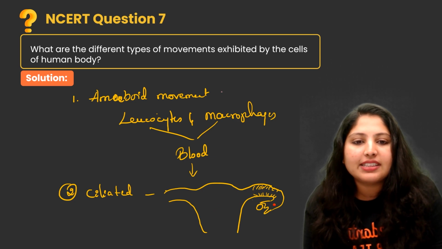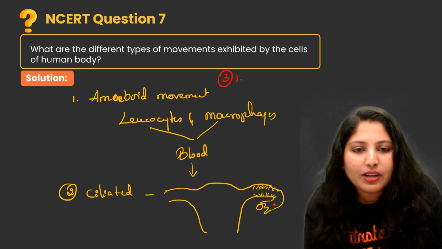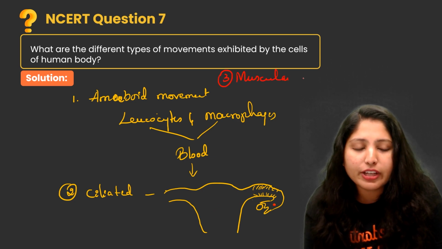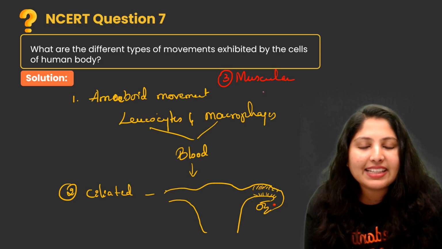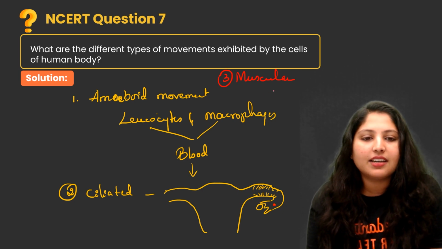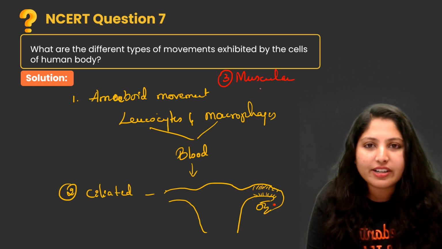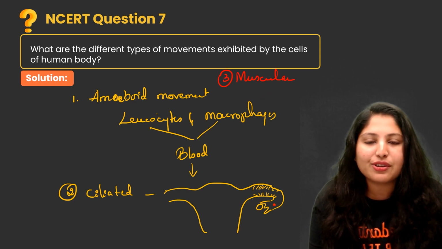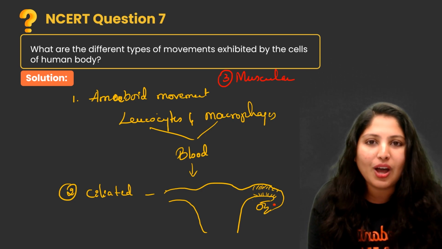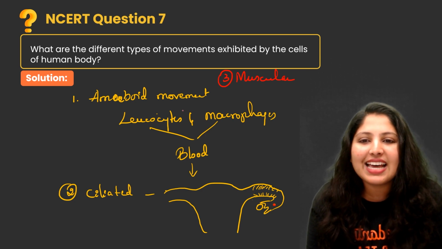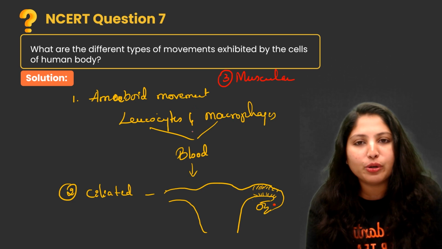The third one is known as muscular movement. By the action of actin filament and myosin filament, they show contraction and relaxation so that we can move from one place to another. So these are the three types of movement shown by the human body.